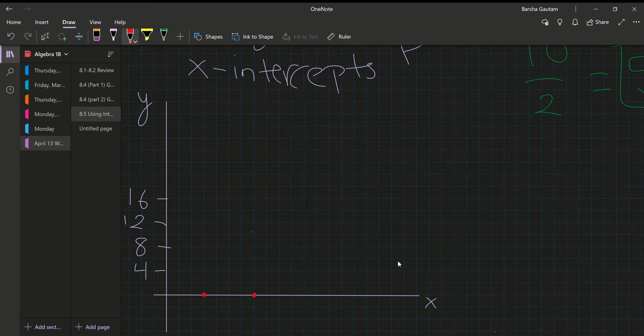Alright. So now, it looks like we could almost create a graph. But, as we know, parabolas look something like this. However, we don't know where the vertex is. So we need to figure that out. How can we figure out the vertex if we don't have that information?